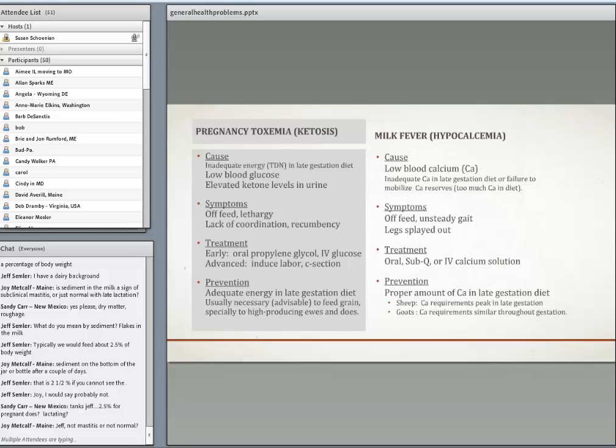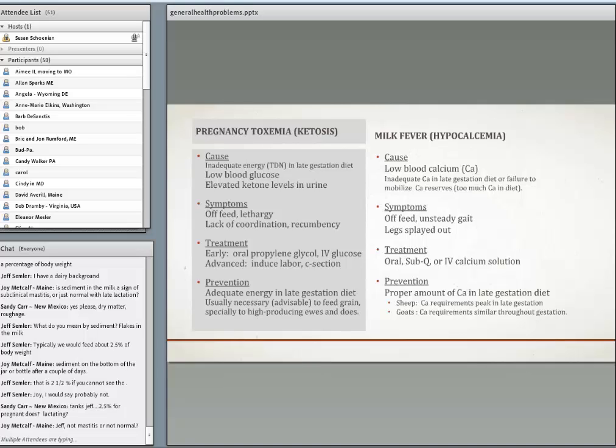The treatment is to give calcium. And again, it depends on what stage of the disease you're at. If you catch it early, you can give them oral calcium, sub-Q under the skin, or in an IV. They respond very quickly to an IV. You prevent it by providing the proper amount of calcium in the late gestation diet.